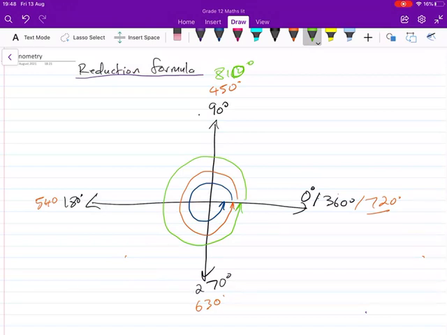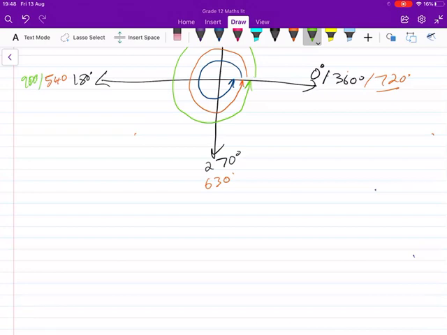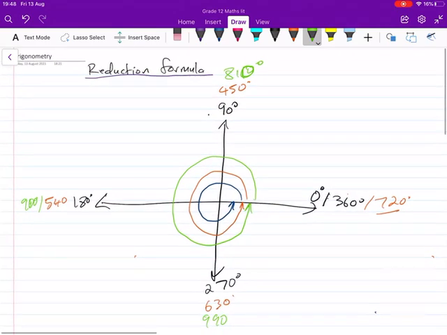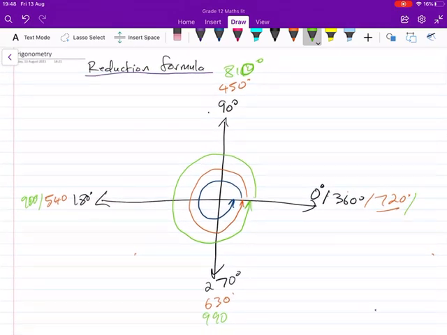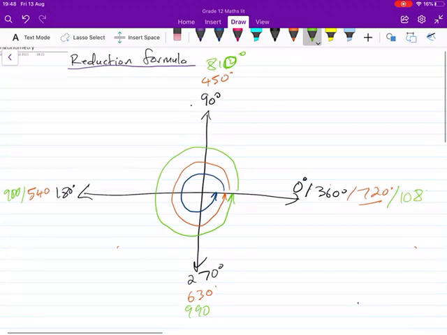And then what is 810 plus 90? That's just 900. What is 900 plus 90? That is 990. What is 990 plus 90? Is just 1080. And you can go on and on.